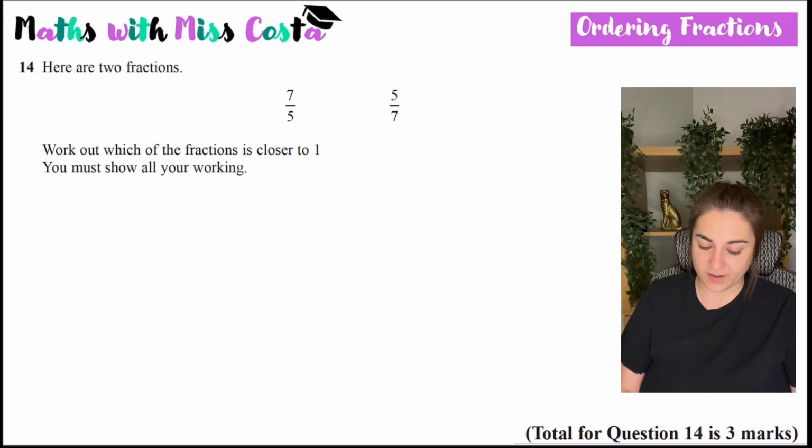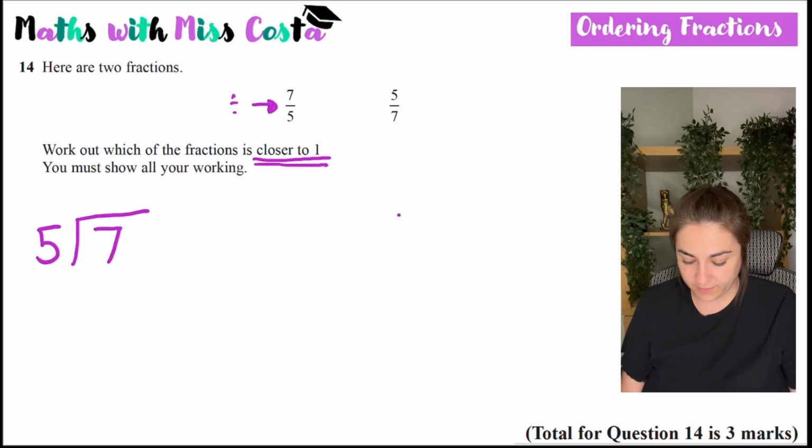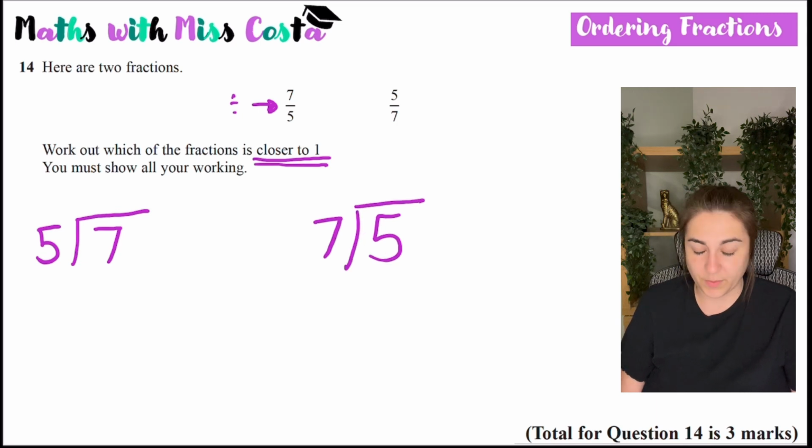Next, I'm told that here are 2 fractions. Work out which of the fractions is closer to 1. Okay, so with fractions, I know that this line here means divide, so I can do 7 divided by 5 and 5 divided by 7. So how many times does 5 go into 7? Once, with a remainder of 2.